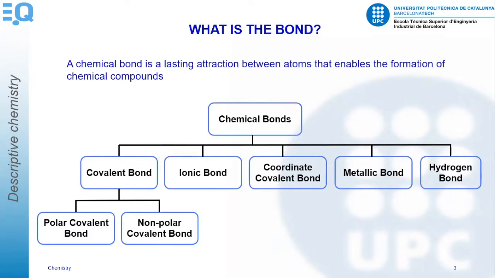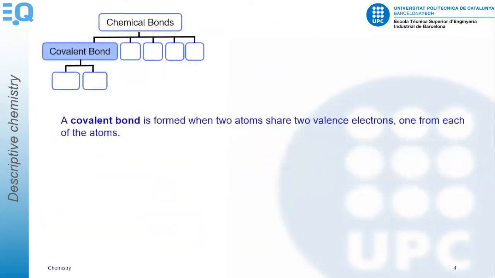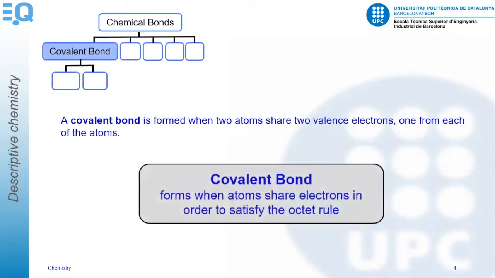We have different types of chemical bonds. It can either be a covalent, ionic, coordinate covalent, metallic, or hydrogen bond. The covalent bond can be a polar covalent bond or a non-polar one. What is a covalent bond? A covalent bond forms when two atoms share two valence electrons, one from each of the compounds or atoms, right?